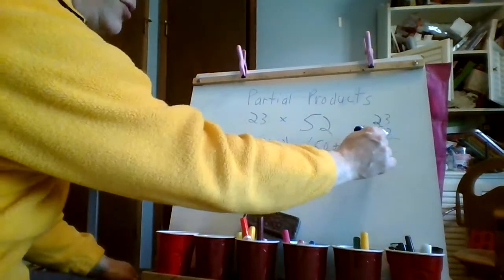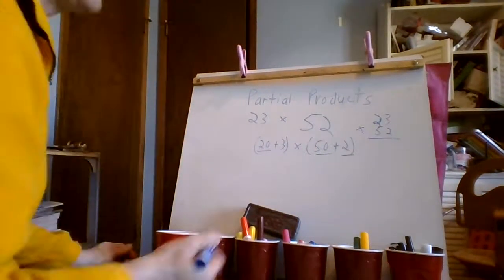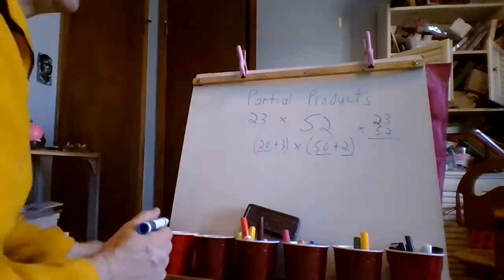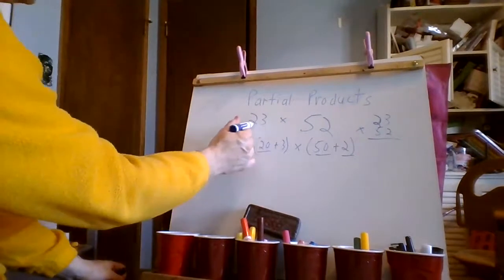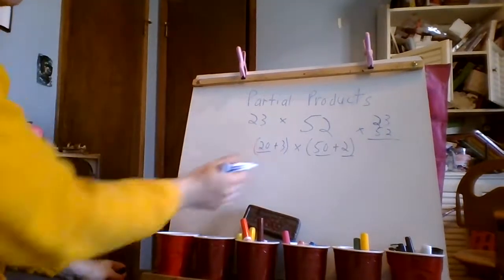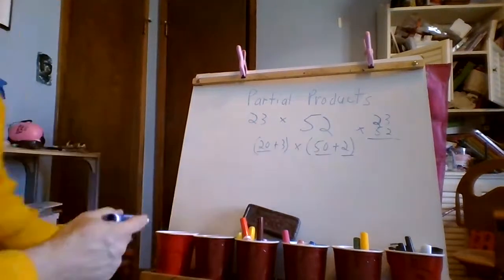If we had a question like 23 times 52, with the standard algorithm, what we're really doing is 23 times 2, and then 23 times 50. It's really kind of the same idea, except with partial products, we're breaking it down even further. So with partial products, 23 means 20 plus 3, and 52 means 50 plus 2.